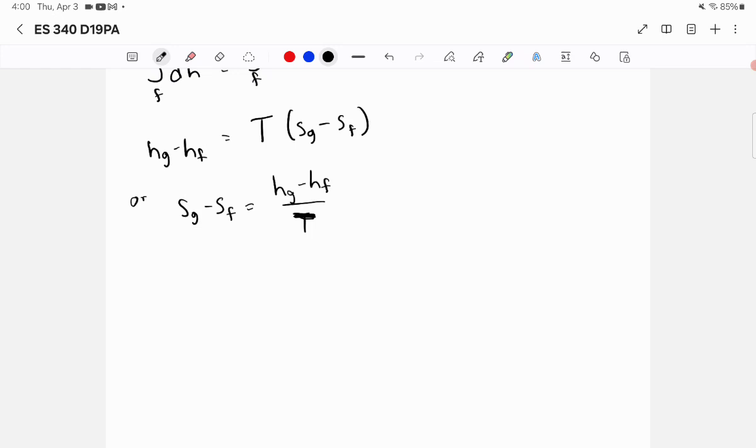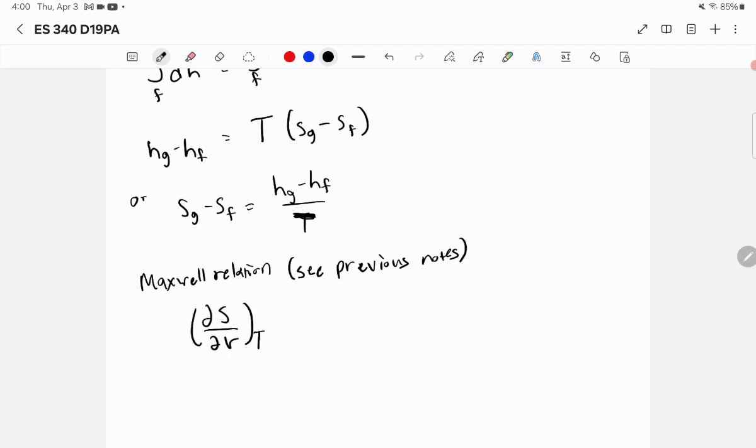Furthermore, recall that in the previous section we discussed a bunch of different relations called the Maxwell relations, and one of them was that (ds/dv) holding T constant is equal to (dp/dT) holding v constant.